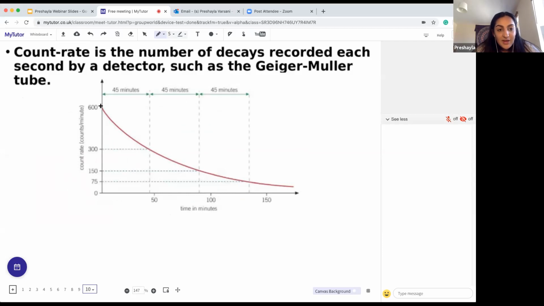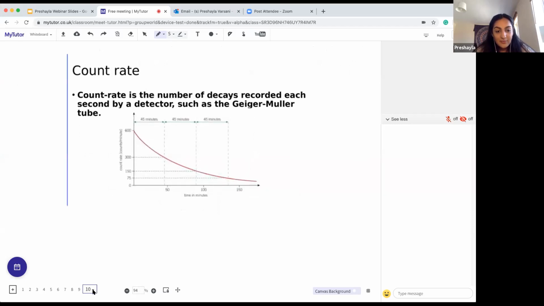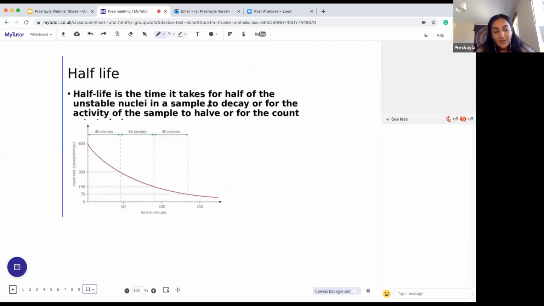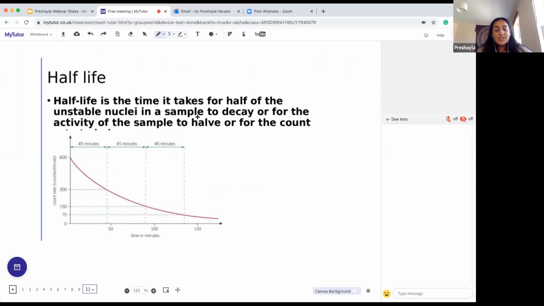So you can see that the count rate between here and here halves. It goes from 600 to 300 to 150 to 75. But what you can see is that it goes from 600 to 300 in 45 minutes. This is going to be really important in a second. So we introduce this thing called half-life. Half-life is a way of scientists knowing how long it's going to take for that source to decay.